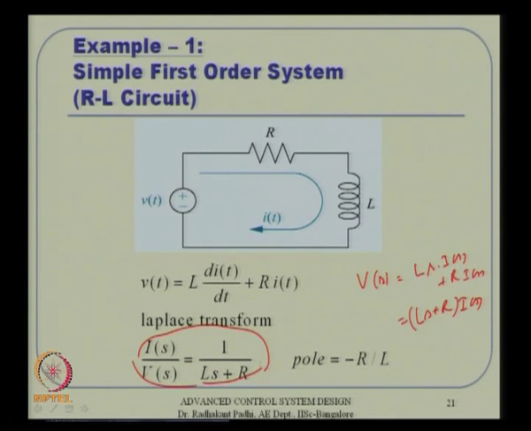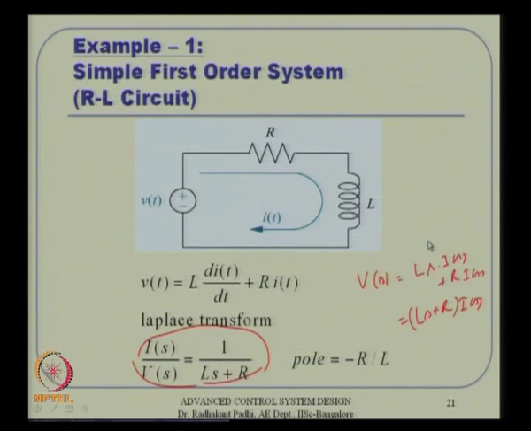Essentially, if you look at the pole location, you make the denominator part equal to 0, and hence you get a pole location at minus R by L. That is what we do.